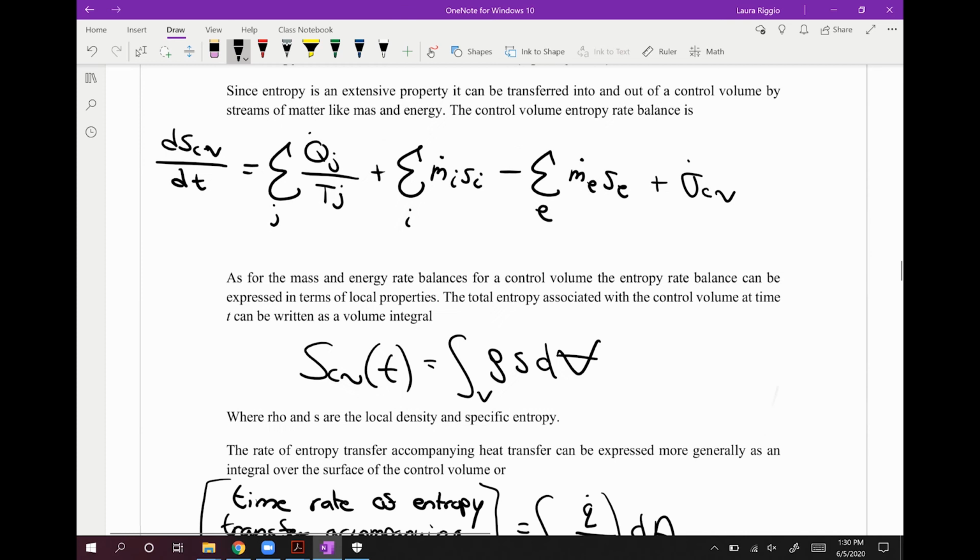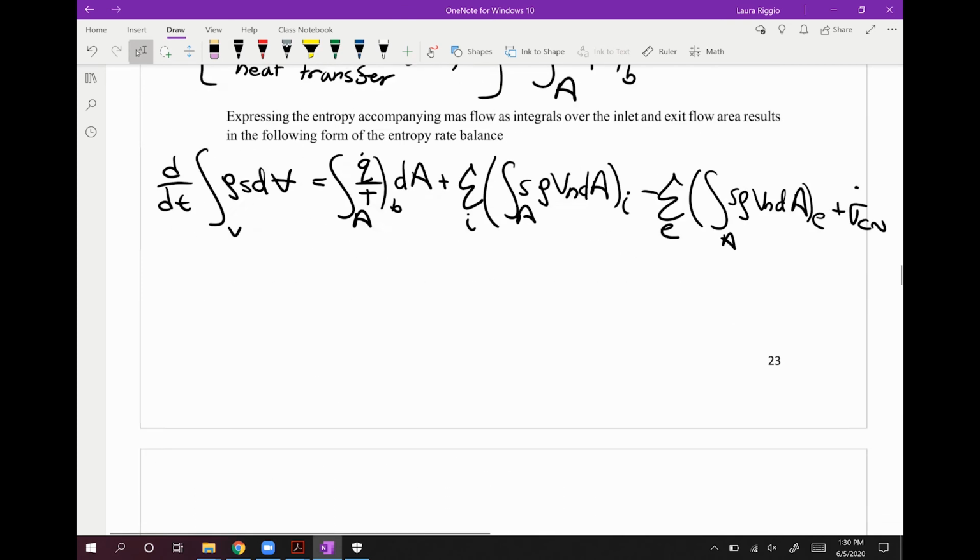We can also express it in terms of local properties, but we're not going to go over that.